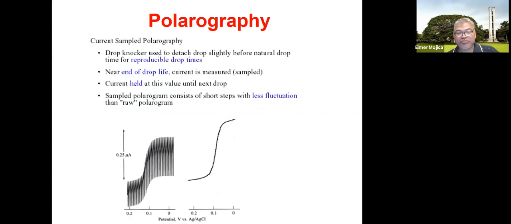So this is the current sample polarography. So it's still like an LSV. We could say that the two examples of LSV are hydrodynamic voltammetry and polarography. So in current sample polarography, there's a drop knocker used to detach the drop slightly before the natural drop for reproducible drop times. Now, near the end of the drop, the current is measured or sampled. The current is held at this value until the next drop. And the sampled polarogram consists of short steps with less fluctuations than the regular one. So see how noisy it is? But there's a way to smoothen that to give you that value.